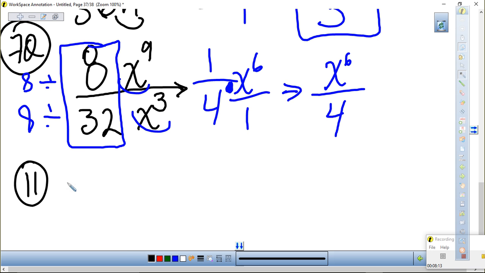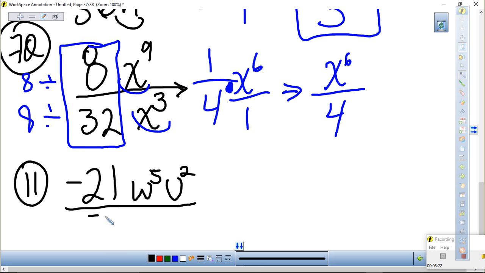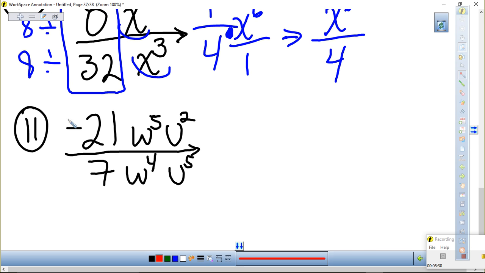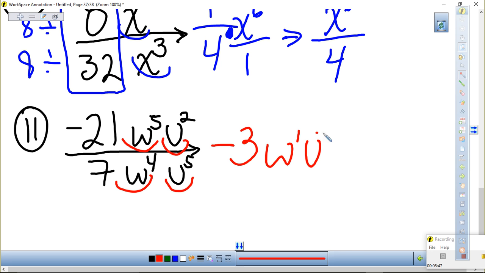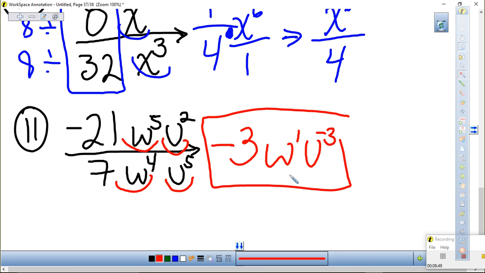And last one from the homework, let's go over number 11. Number 11 says negative 21w to the 5th u to the 2nd over 7w to the 4th u to the 5th. So let's start with the numbers. Are they the same sign? No. The answer is a negative. 21 divided by 7, that is 3. Are these the same base? Yes. 5 minus 4, that is 1. Are these the same base? Yes. 2 minus 5, that is negative 3. Hands if you got that. Okay? We got this, right?